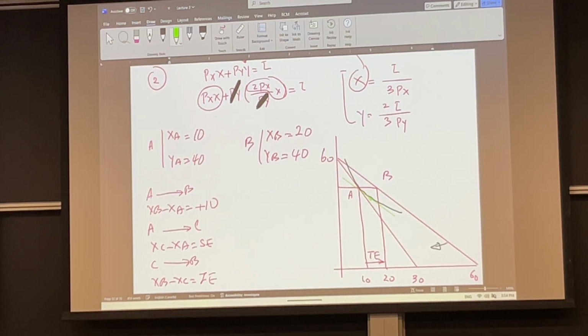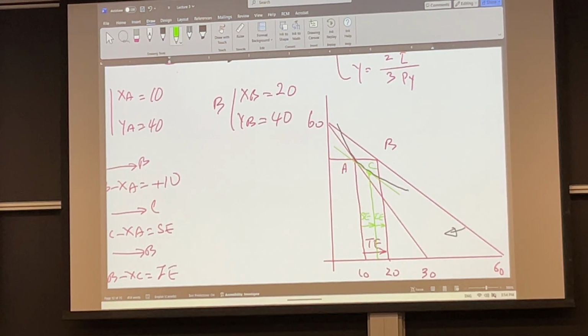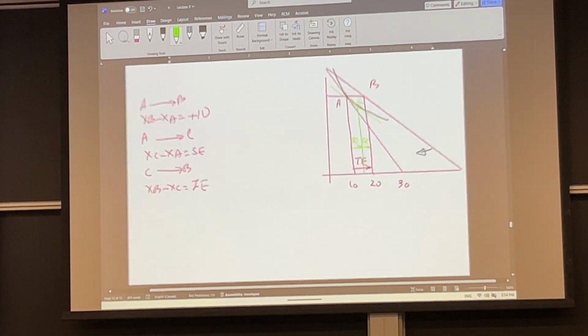So based on the graph, what is the name of this one? Substitution effect. And this one? Income. Right? Makes sense? When the price goes down, everything is positive. When the price goes up, everything is negative. That's sort of a normal good. Okay? So we need to find point C.